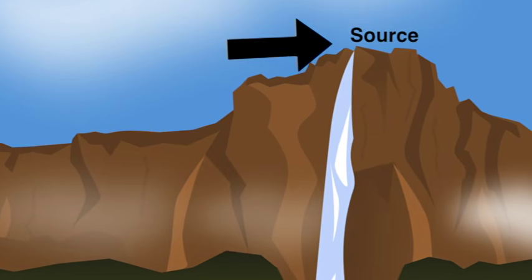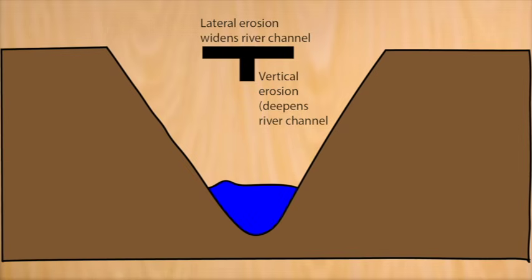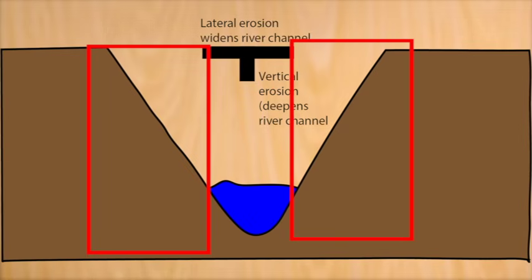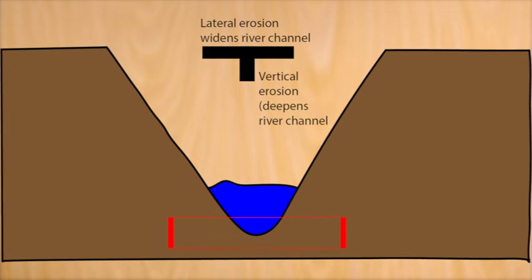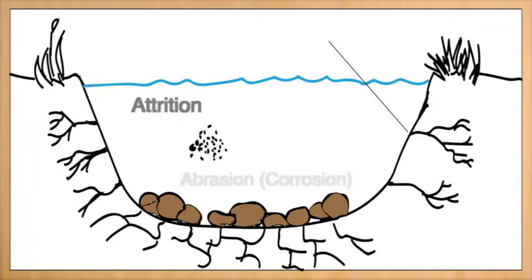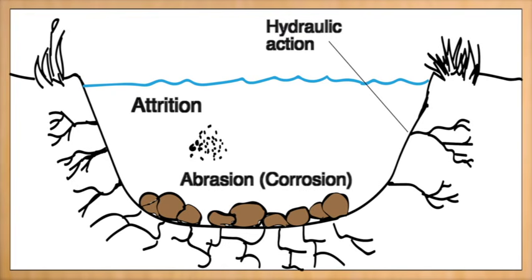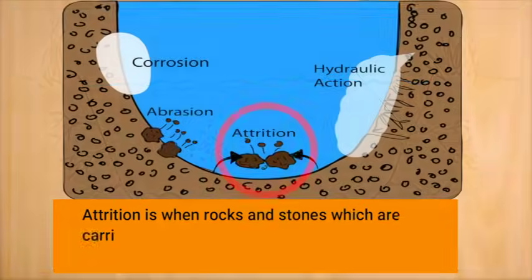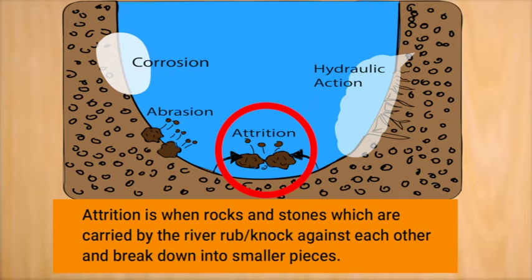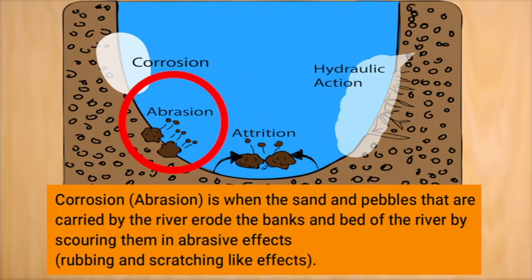As the river flows from the source toward the sea or lakes, it may erode its channel, both the banks and the beds, through the four erosional processes, namely attrition, abrasion, hydraulic action, and corrosion. Attrition is when rocks and stones carried by the river rub or knock against each other and break down into smaller pieces. Abrasion is when sand and pebbles carried by the river erode the bank and the bed of the river with a scouring effect, rubbing and scratching them.